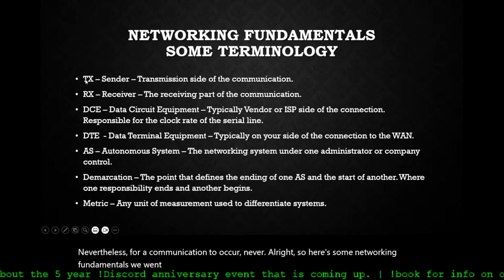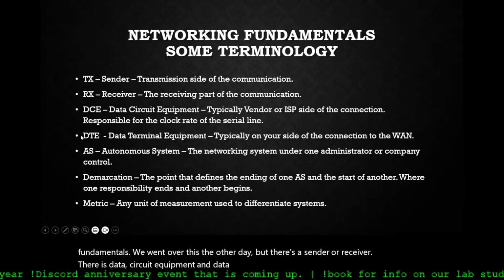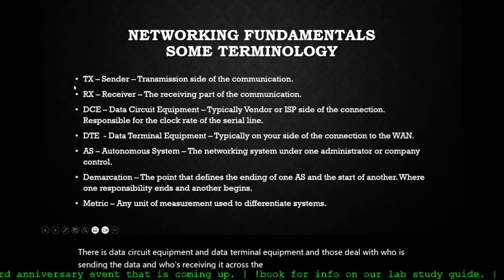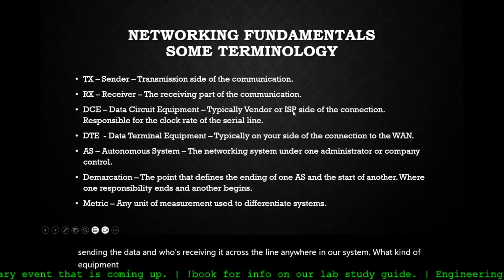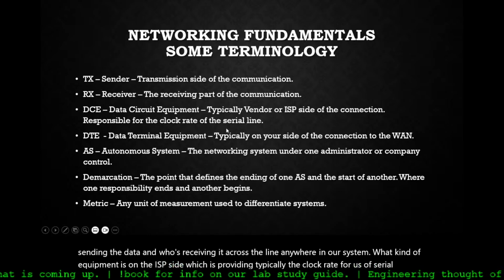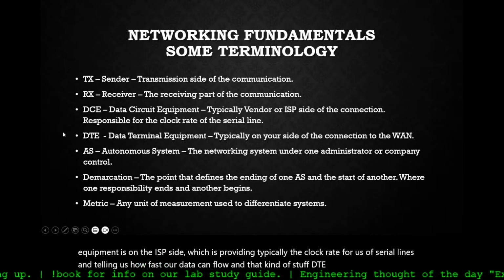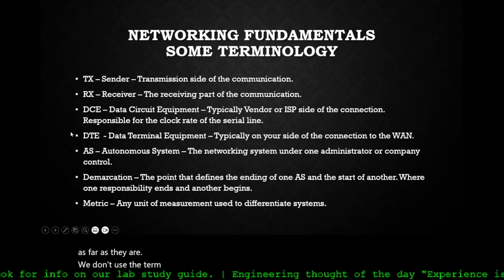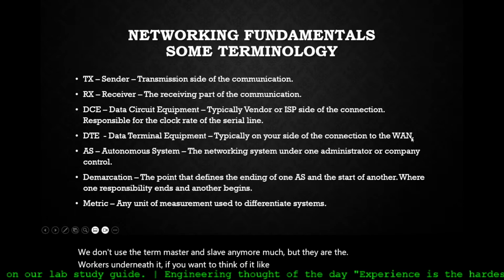So here's some networking fundamentals. We went over this the other day, but there's a sender, a receiver. There is data circuit equipment and data terminal equipment, and those deal with who is sending the data and who's receiving it across the line anywhere in our system. What kind of equipment is on the ISP side, which is typically providing the clock rate for us of serial lines and telling us how fast our data can flow and that kind of stuff. DTE are underneath the DCE. We don't use the term master and slave much anymore, but they are the workers underneath it, if you want to think of it like that. And it's typically your side of the connection.